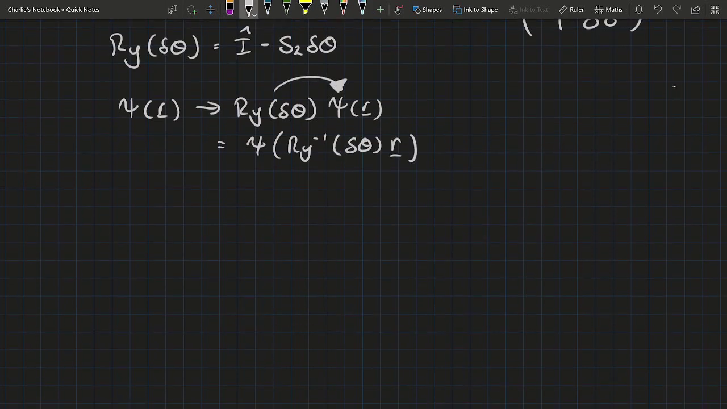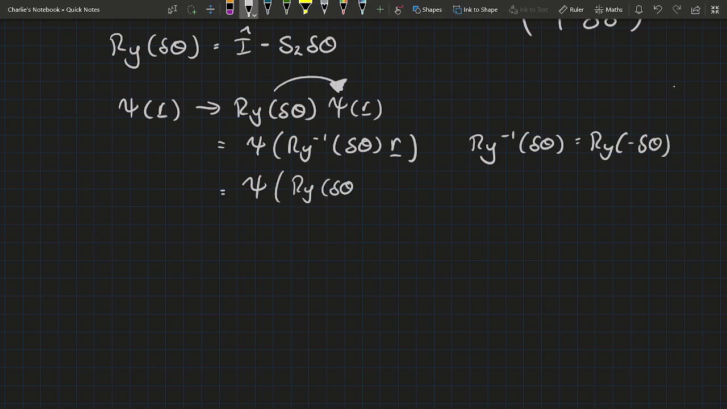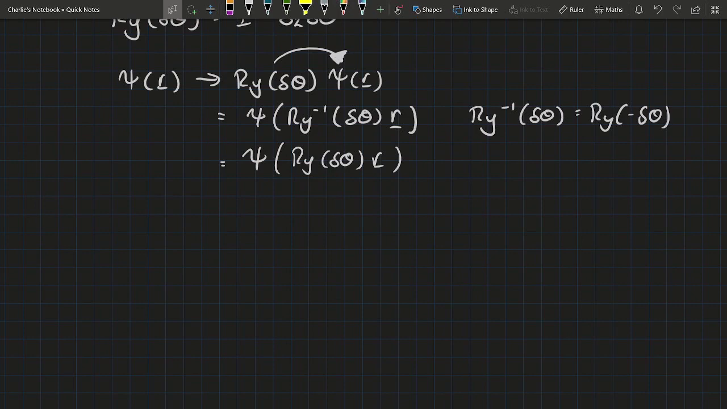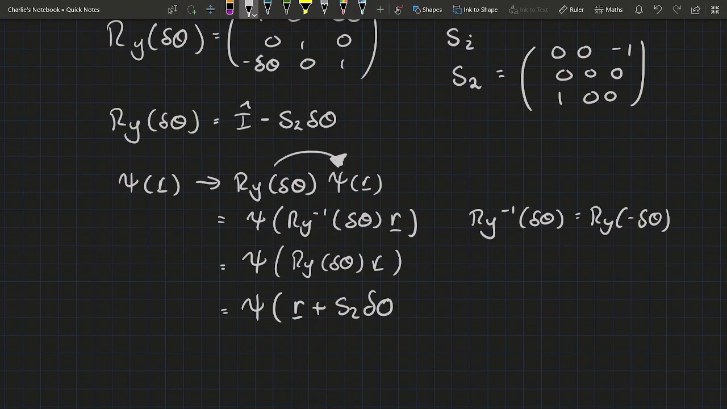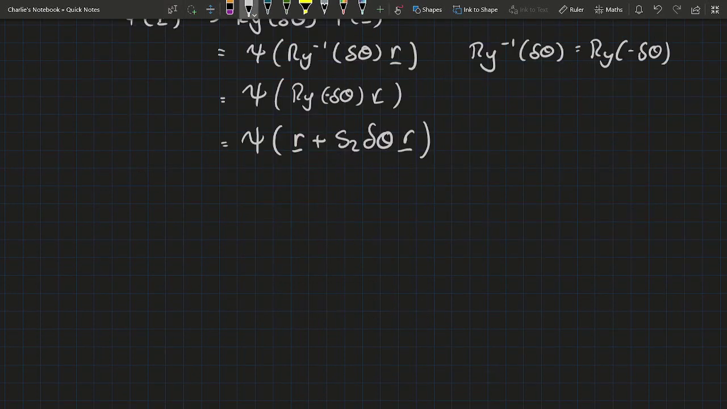the position vector. In the case of rotation matrices, because a rotation by theta clockwise is the same as a rotation minus theta anti-clockwise, which is the inverse operation, we can simply write Ry to the minus 1 delta theta is equal to Ry of minus delta theta, which gives us psi of Ry delta theta acting on r. And we know the form of Ry, so we can write psi of r plus S2 delta theta r. This should be a minus sign here, hence the plus in the bracket.